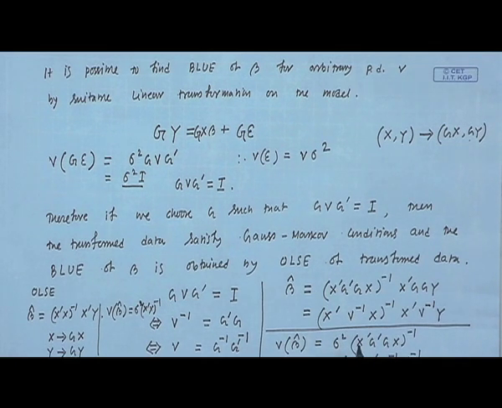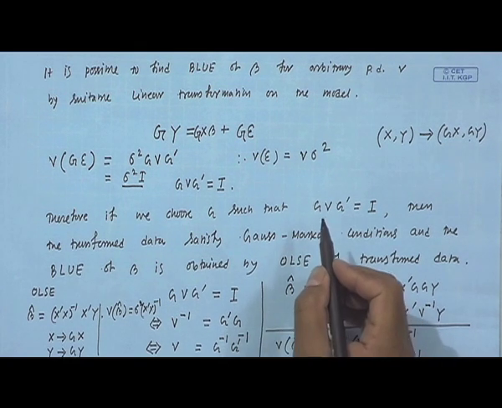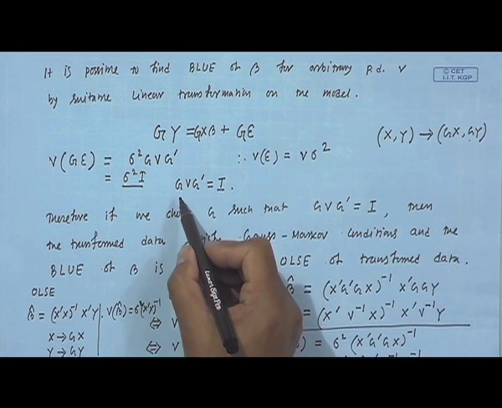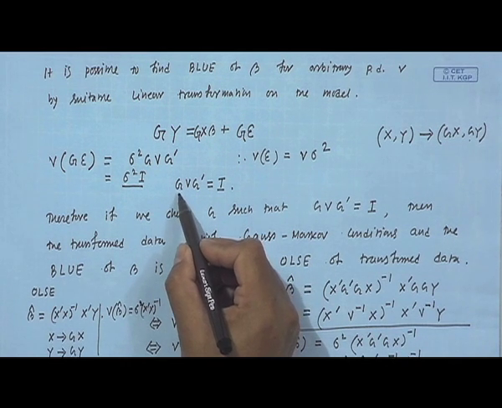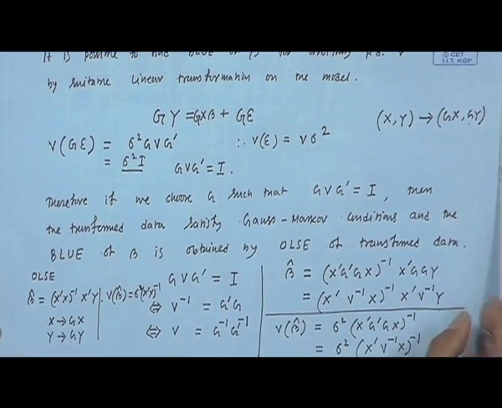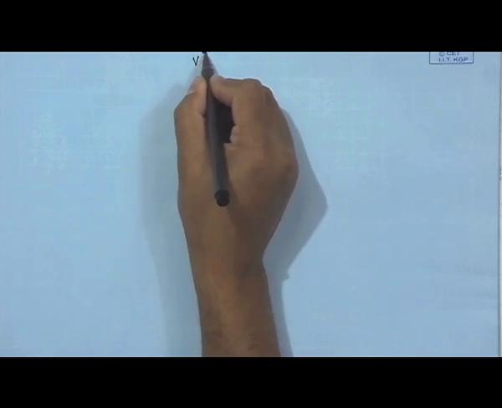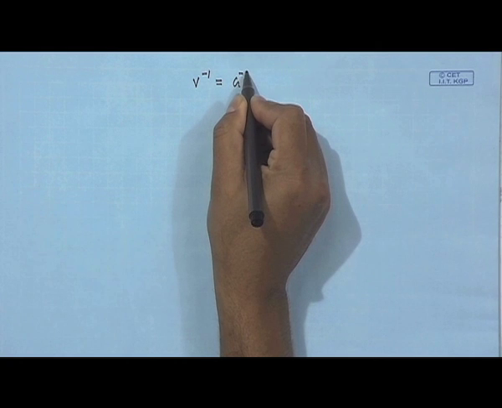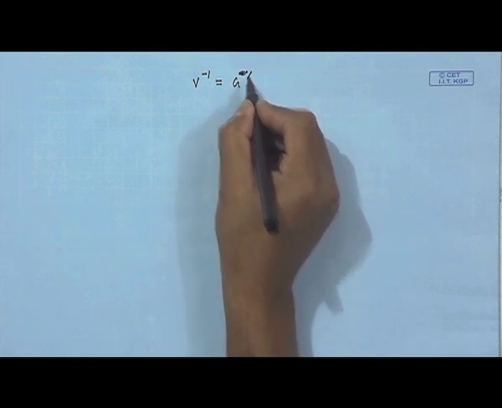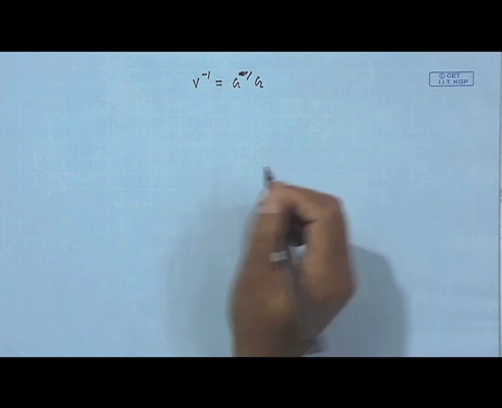Now, still I did not talk about how to get this g. We have v, and then we have to choose g such that g v g prime is equal to the identity matrix, where we know that v is a positive definite matrix. Well, so we have to choose g such that v inverse is equal to g prime g. Okay.